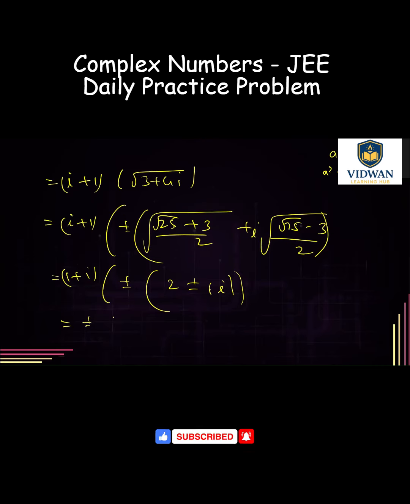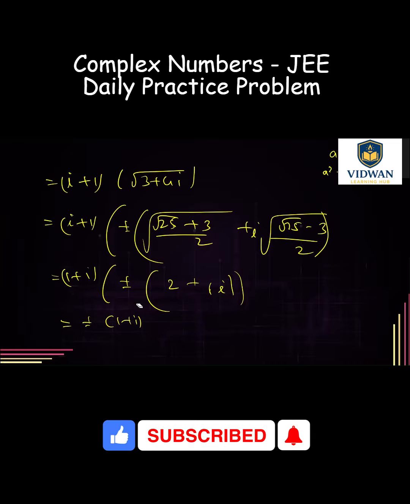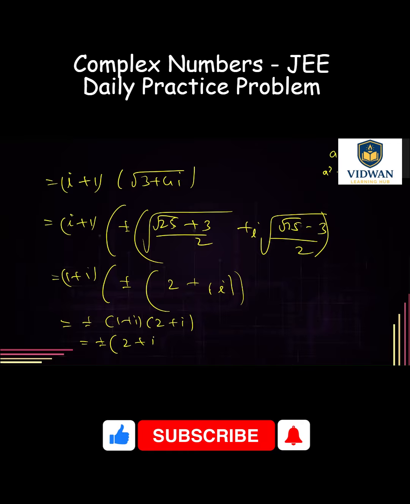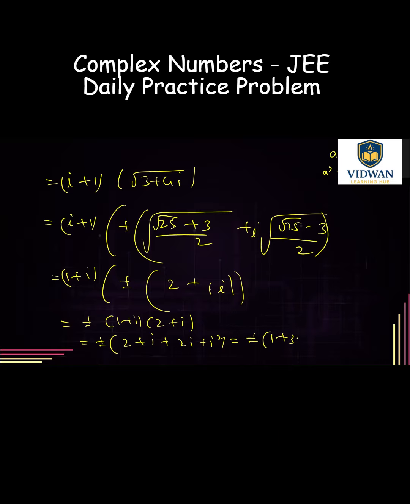And write plus or minus outside, multiply 1 plus i with the 2 plus i. So that plus or minus is not required here because you already wrote it outside. So 1 plus i into 2 plus i. If you multiply this, you'll be getting plus or minus of 2 plus i plus 2i plus i square. And writing i square as minus 1, this will become plus or minus 1 plus 3i.